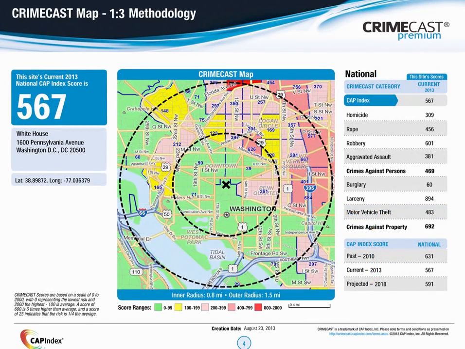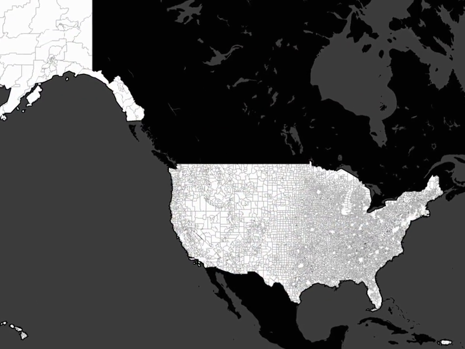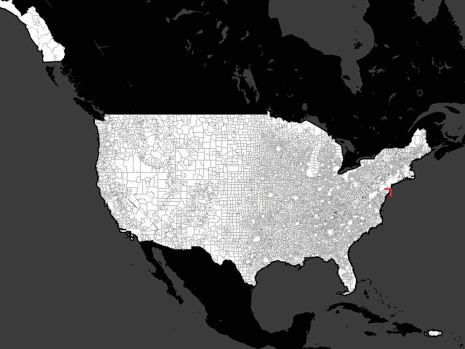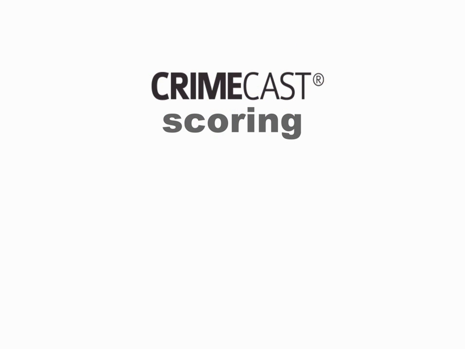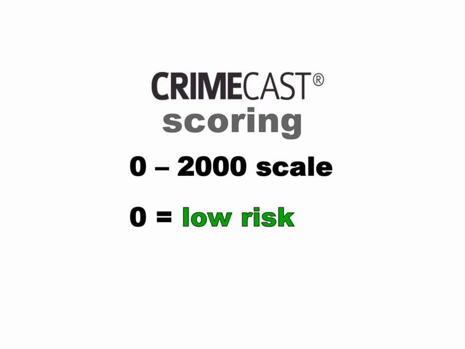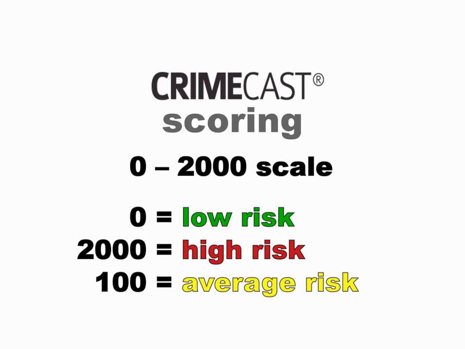To generate your scores, we begin by looking at the census tracts or government-defined neighborhoods that surround your location. There are over 70,000 tracts in the U.S. with an average population of 4,000 residents. Our proprietary scoring methodology assigns each census tract a value on a 0 to 2,000 scale, with 0 as the lowest risk, 2,000 the highest, and 100 as the average.